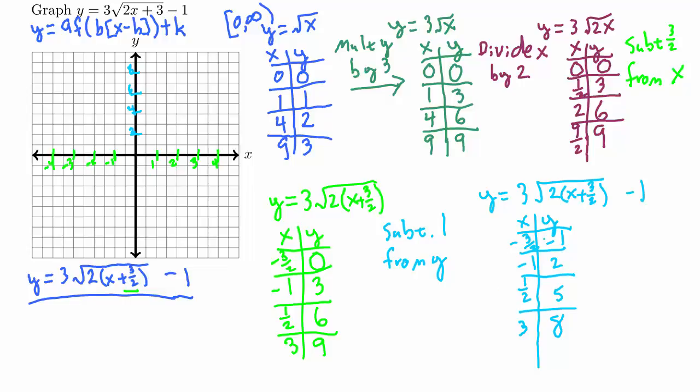So I'm going to go ahead and graph these points. Negative 3 halves, negative 1. Negative 3 halves is negative 1.5, and then negative 1 will be right there. Negative 1, positive 2 will be right there. 1/2 is right here, and then I go up to 5. And then 3, positive 8. There you go. And then just connect these with a curve. And that's it. That's how you graph y equals 3 times the square root of 2x plus 3 minus 1.